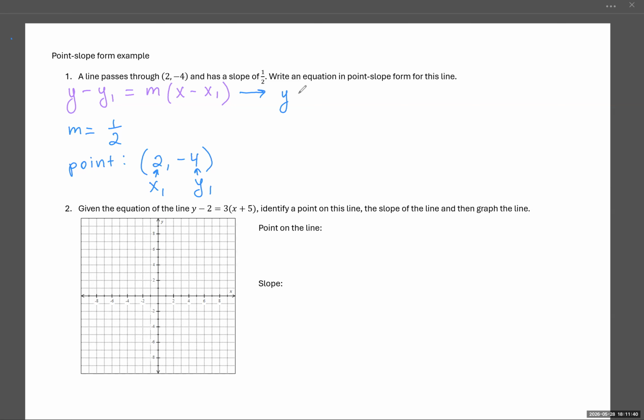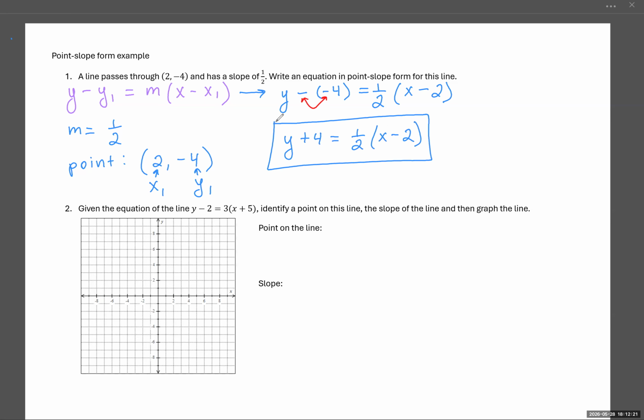So this will be y minus, that's from the formula. Now my y1 value is -4, so that negative still has to stay there, equals m, which is 1/2, (x minus, that's from the formula, the value for x1 is 2). Now this is fine, but it does look cleaner if we rewrite this double negative as a plus. So y plus 4 equals 1/2(x minus 2). That is the equation for the given line in point slope form.